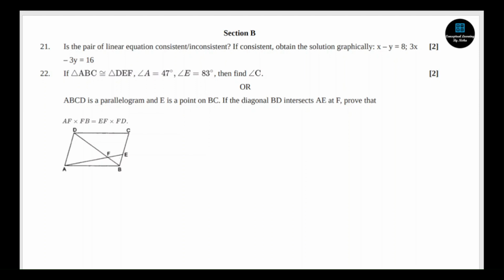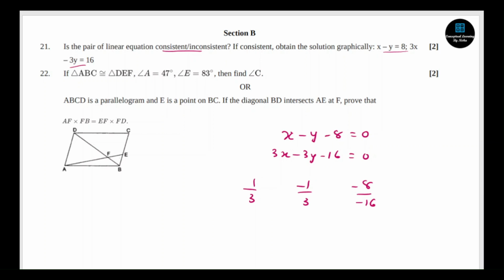Alright. So is the pair of equations consistent or inconsistent? Obtain the solution graphically. Alright. So do you remember how to find the consistent and inconsistent solution? Right? So x minus y minus 8 equals 0 and 3x minus 3y minus 16 equals 0. If I take the ratio of the coefficients, 1 upon 3, minus 1 upon minus 3, minus 8 upon minus 16.